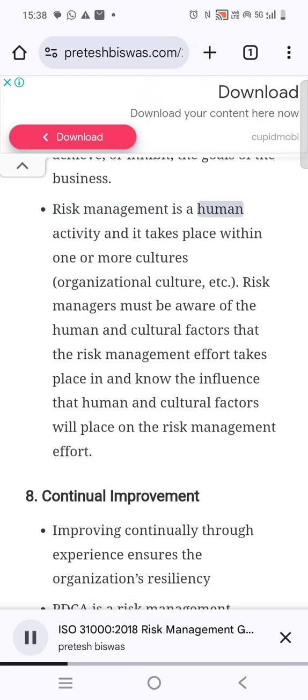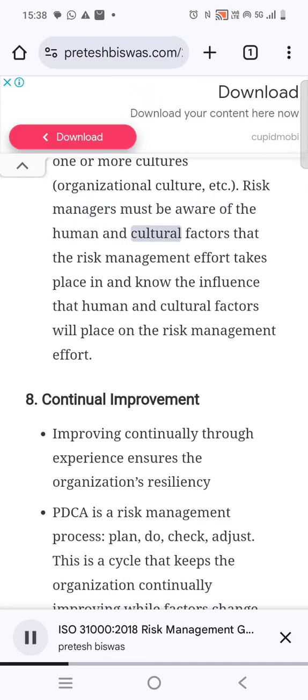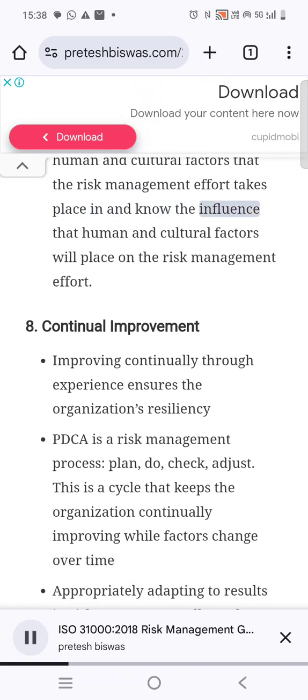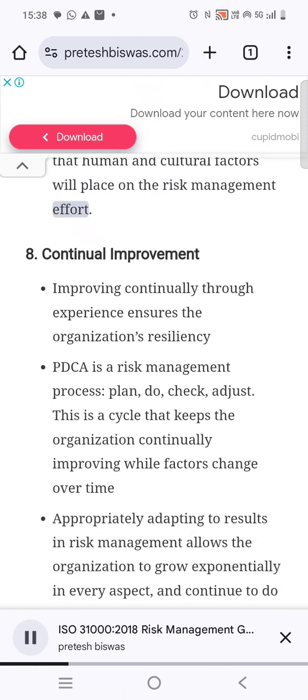Risk management is a human activity and it takes place within one or more cultures, organizational culture, etc. Risk managers must be aware of the human and cultural factors that the risk management effort takes place in and know the influence that human and cultural factors will place on the risk management effort.